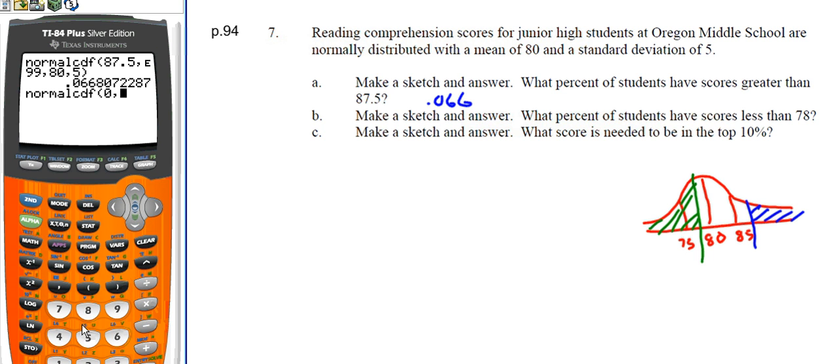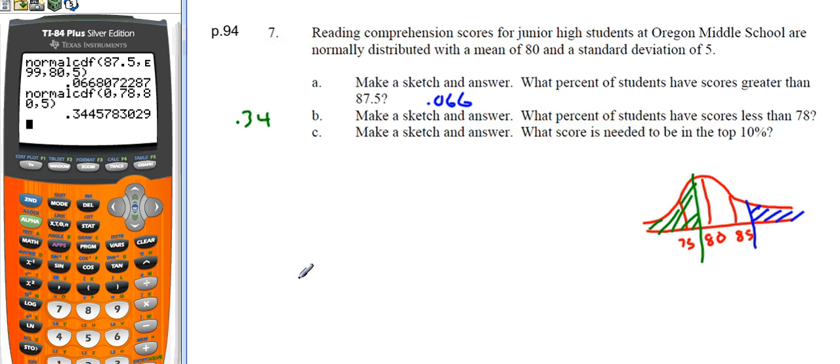So we're looking for the percent of scores between 0 and 78. And again, we need to type in our mean and our standard deviation. And we find this percentage is about 0.34, about 34%.